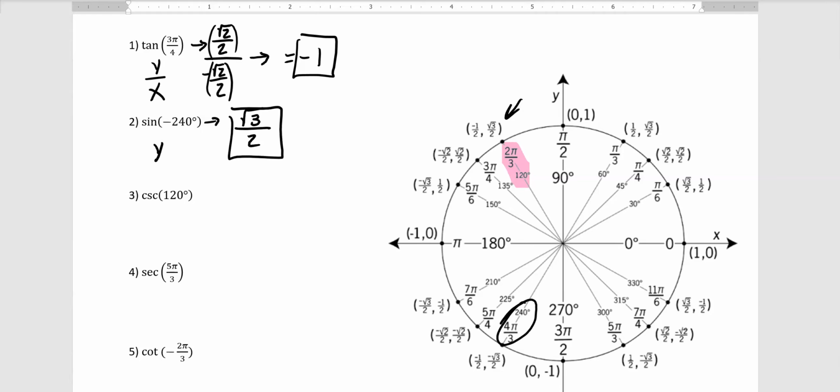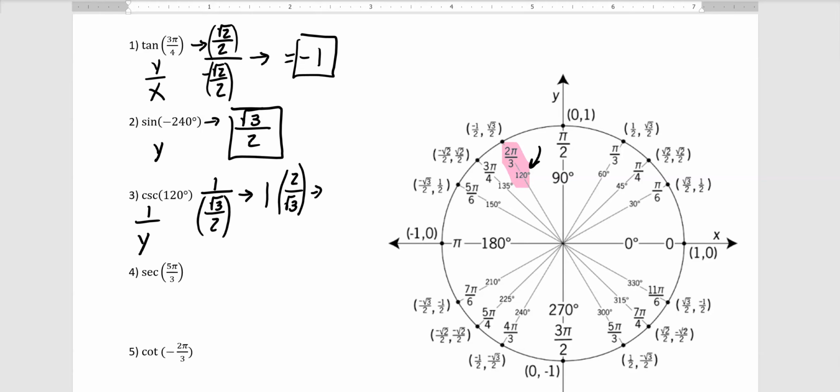Excellent. Cosecant of 120 degrees. Hey, what do you know? Same one, right? Also 120 degrees, the same terminal side. So we're dealing with those same values. Cosecant, let's remember, is 1 over y. So my y value is root 3 over 2. So this will be 1 over square root of 3 over 2. So I'm going to multiply by the reciprocal. So it'll be 1 times 2 over the square root of 3, which would be 2 over root 3.